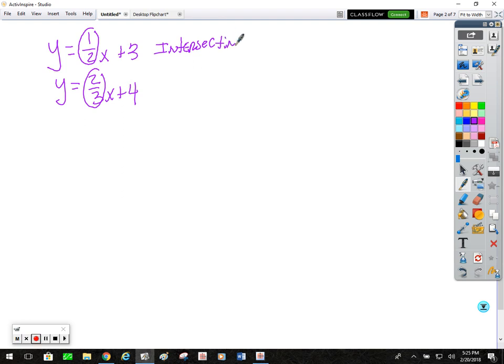Again, that's going to let me know it intersects somewhere on the graph, I just don't know where right now, which means I will have one solution, because if they intersect, they will cross at one point. All right, let's try this one.